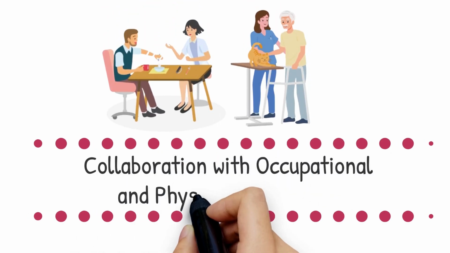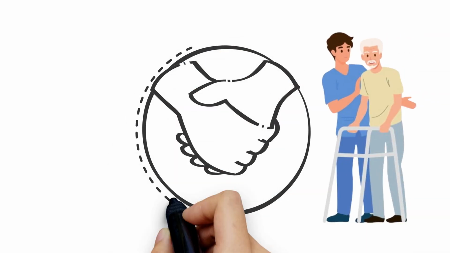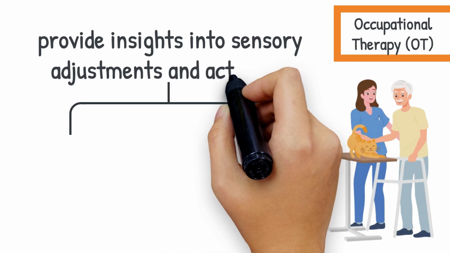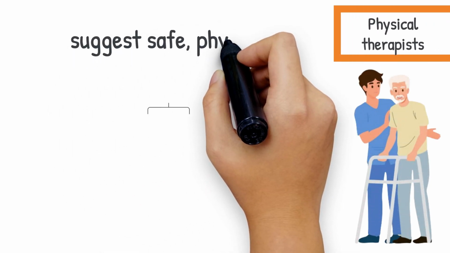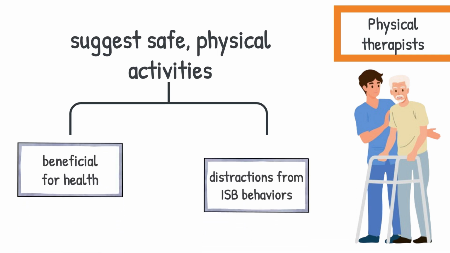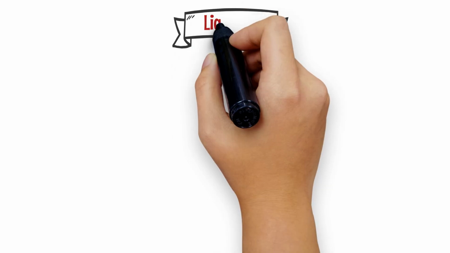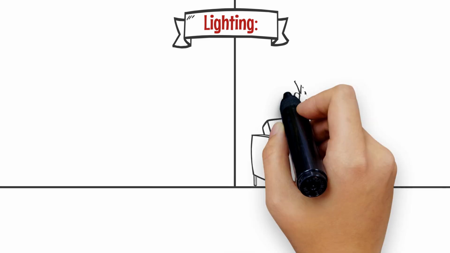Collaboration with occupational and physical therapists. Collaborating with OT and PT is crucial. Occupational therapists can provide insights into sensory adjustments and activities that promote engagement and reduce anxiety. Physical therapists can suggest safe, physical activities that are not only beneficial for health, but also serve as effective distractions from ISB behaviors. Lighting. Lighting plays a crucial role in influencing mood and behavior.